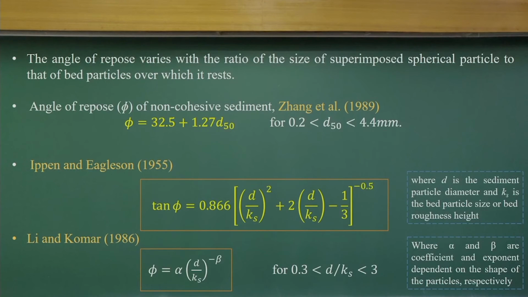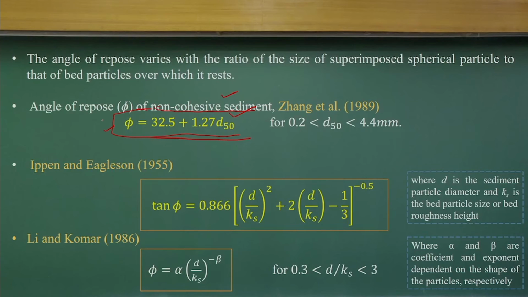Many times we go into more detail. For non-cohesive soils like sand, we try to find the angle of repose with empirical equations which establish a relationship between the angle of repose and d50, where d50 stands for the diameter at 50% finer. So we can empirically establish the angle of repose if we know the d50 value. But this equation is valid only for the range of d50 from 0.2 to 4.4 millimeters.